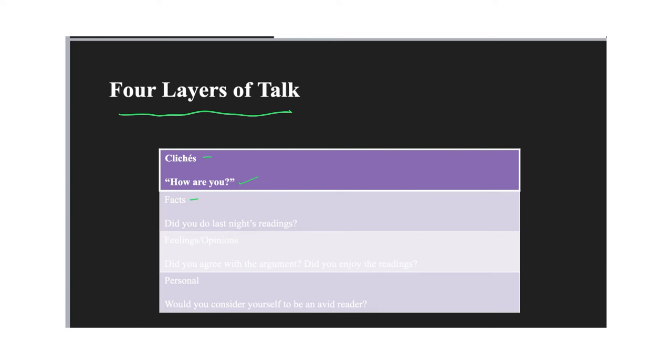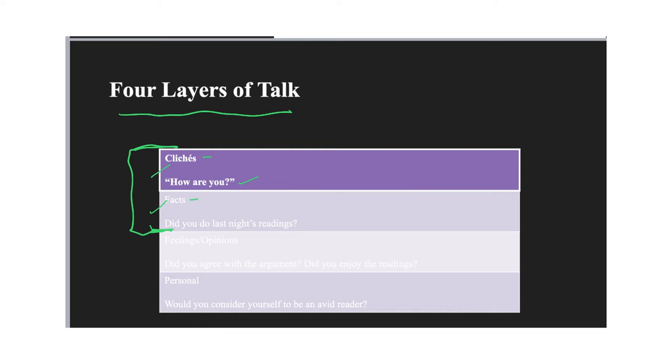Now, a lot of people live here, okay? The extent of their conversations goes to cliches and facts. Often business conversations, task-oriented, like to live in the cliches and facts. You have a little bit of small talk and then you talk business. And that's the furthest that your conversations go. You would probably not call these people your best friends. You would probably call them associates or partners.